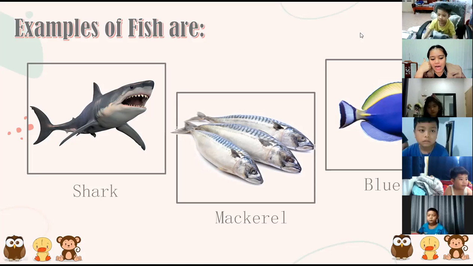Bird. Very good. How about ostrich? Bird, insect, or fish? Bird. Very good. How about grasshopper? Insect. Good job. How about blue tang? Blue tang is a fish. Very good.